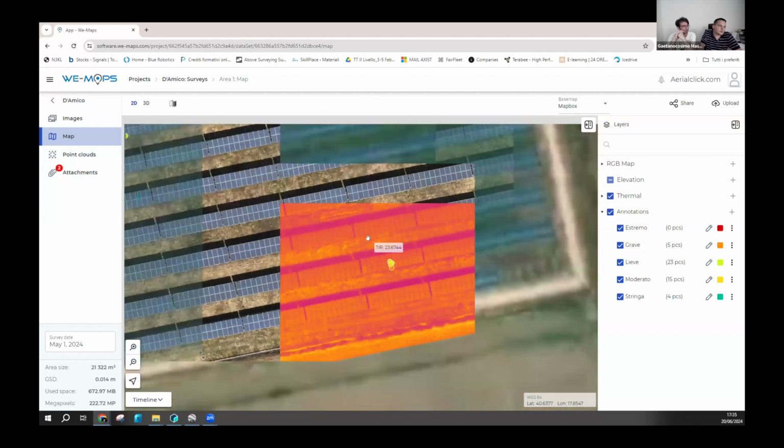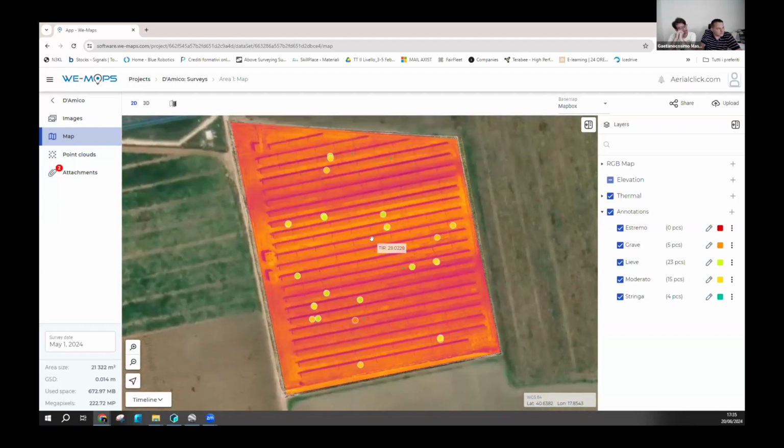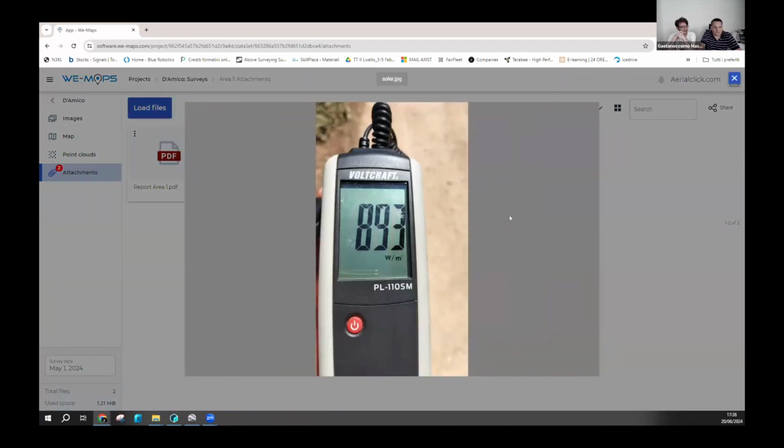But the most important thing for us is not only this one, but also the possibility to share the documents of the report of the solar plant. In fact, once we finish the analysis, we can identify where these points are located, and we share and download them. And then what we do is upload the interesting points of view, like the solar meter during the analysis, like this one. So we see exactly what was the irradiation on the panel.